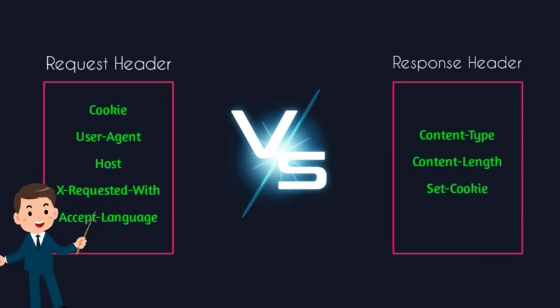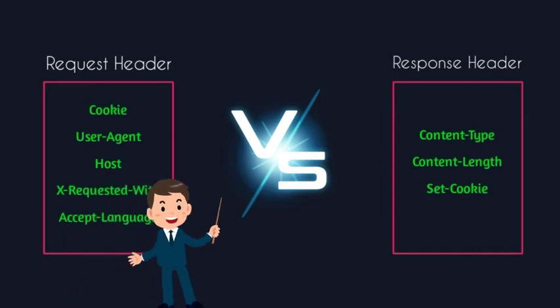Look at the HTTP request parts. Cookie, it is used to send cookie values and names. User agent, it is used to tell about browser and device information. Host, it is the domain of the requesting URL. Others are X-Requested-With and Accept-Language.